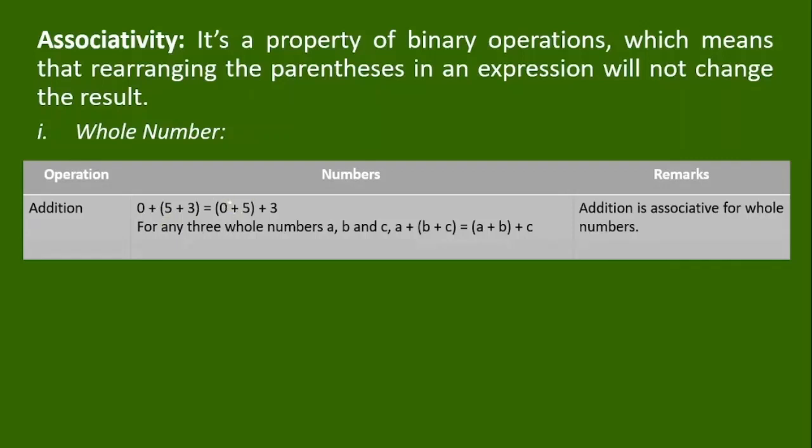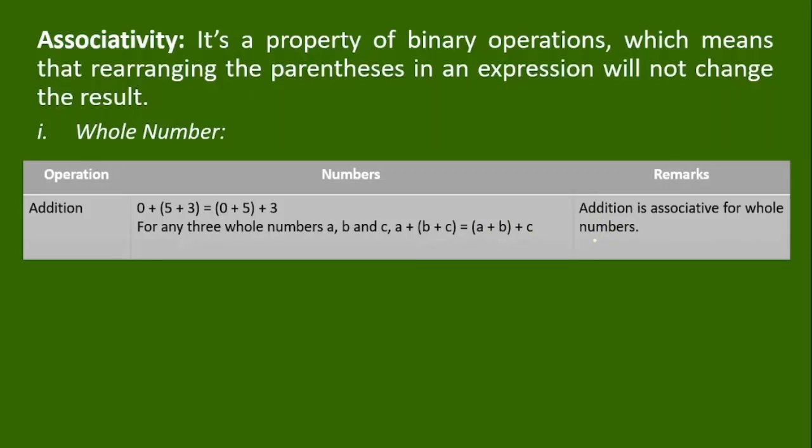On the RHS we have 0 plus 5 inside the parentheses. So 0 plus 5 is equal to 5 and 5 plus 3 is equal to 8. So on the RHS we are getting 8 and on the LHS we are also getting 8. So we can say that for any three whole numbers A, B and C, A plus (B plus C) is equal to (A plus B) plus C. So addition is associative for whole numbers.